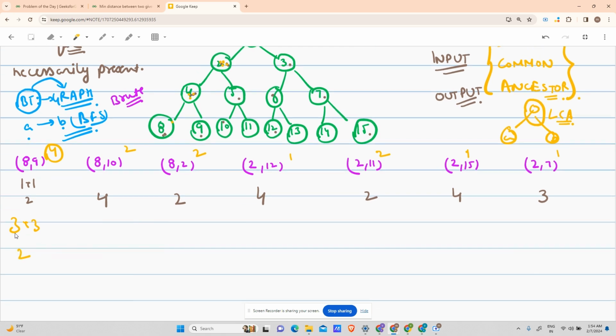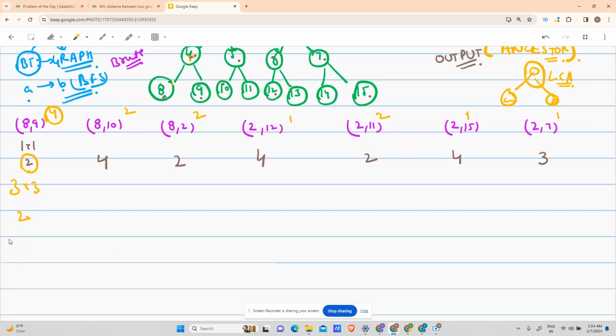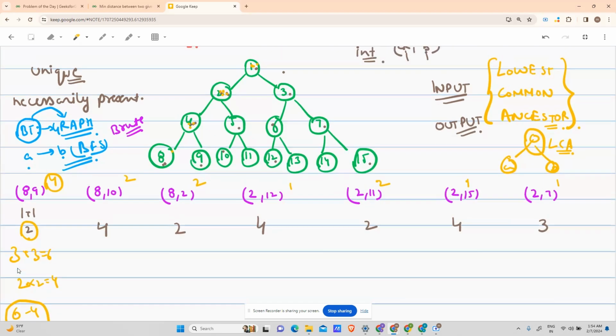Right. So I have 3, 3, and 2 in my hand, and I have to reach 2. One possible thing I can do is 3 plus 3 gives me 6, and 2 into 2 gives me 4. So I say 6 minus 4 is equal to 2. How did I reach here? To get this 3, I have to traverse 1, 2, 3, right? And to reach this 3, I had to traverse 1, 2, 3. And to reach this 4, I had to travel 1, 2.